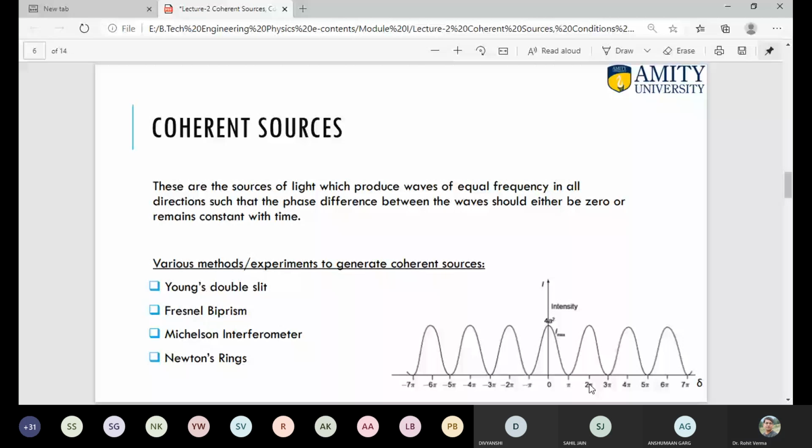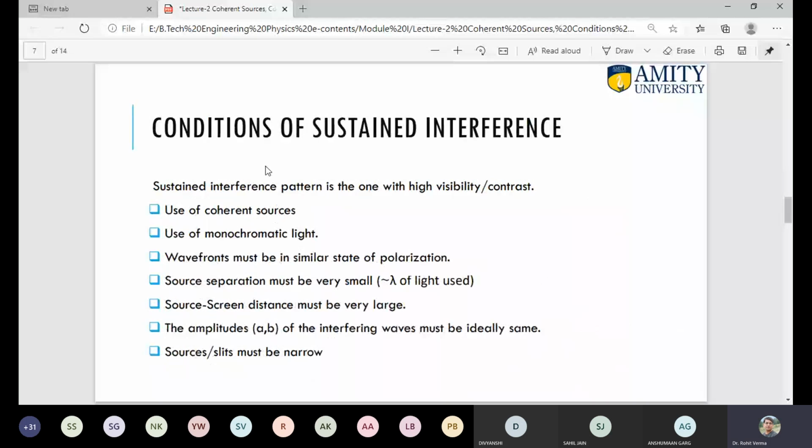So these are some of the techniques by which we obtain two virtual coherent sources of light, originating from a single real source of light. And these are the different conditions for obtaining a sustained interference pattern.